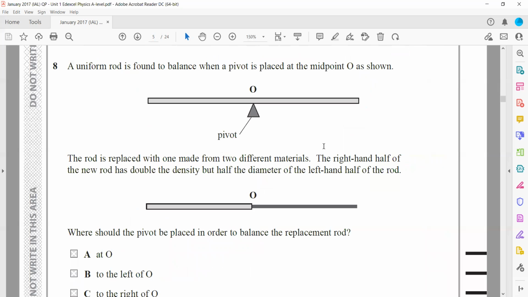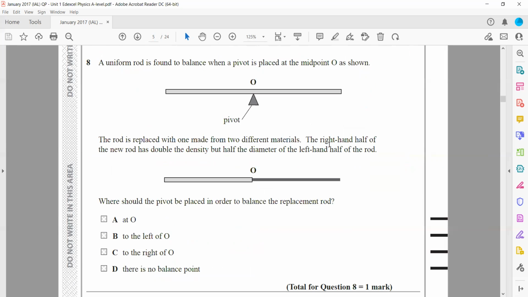A uniform rod is found to balance when a pivot is placed. When we use the term uniform, it means its center of mass is acting at the center. But now the rod is replaced by one made of two different materials. The right hand half of the new rod has double the density and half the diameter. Where should the pivot be in order to balance now? Here the density is higher. Both halves have the same length.